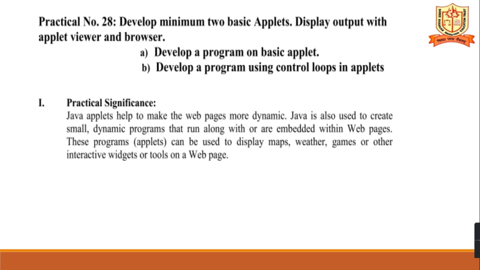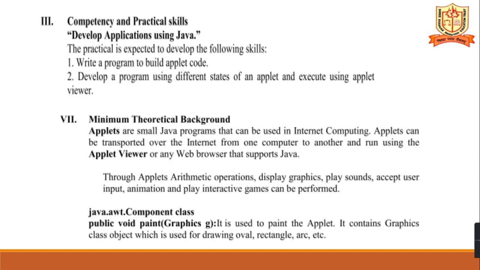Practical significance: Java applets help to make the web page more dynamic. Java is also used to create small dynamic programs that run along with or are embedded within a web page. These programs, that means applets, can be used to display maps, weather, games, or other interactive widgets or tools on the web page. So, write a program to build the applet code and develop the program using different states of the applet and execute using applet viewer.